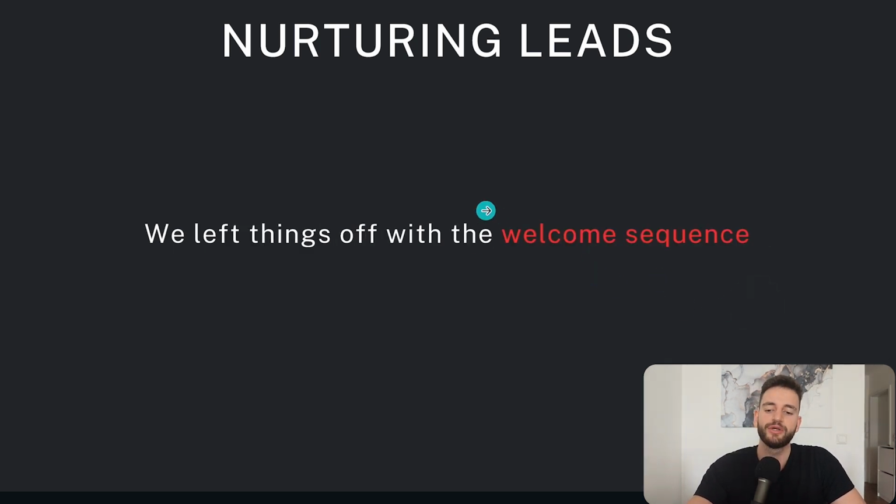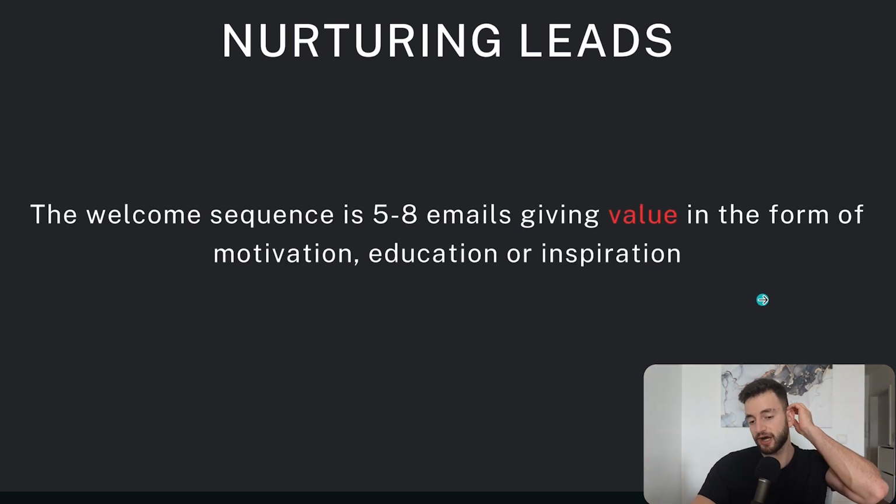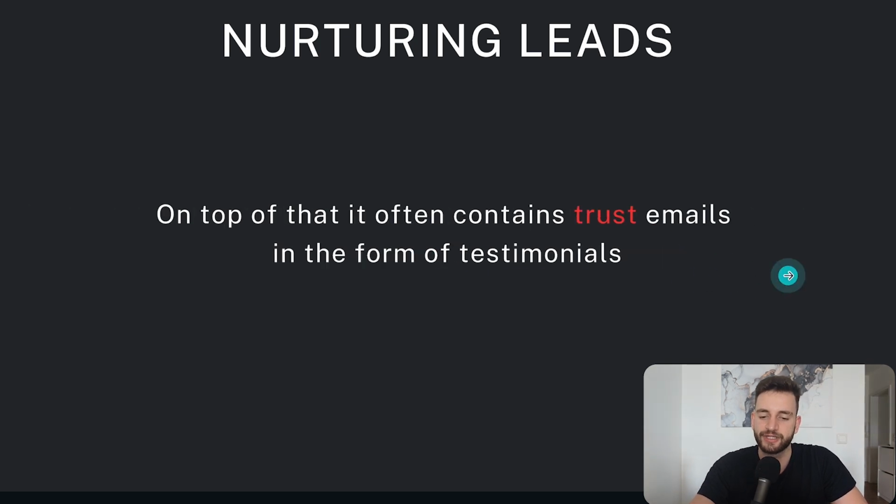First of all, we left things off with the welcome sequence, so I will explain everything regarding it. The welcome sequence is a sequence of 5 to 8 emails giving value in the form of motivation, education, or inspiration. These are the 3 types of value you can provide to someone. Mostly education is the most efficient one, so most emails will probably be a value email in the form of education.